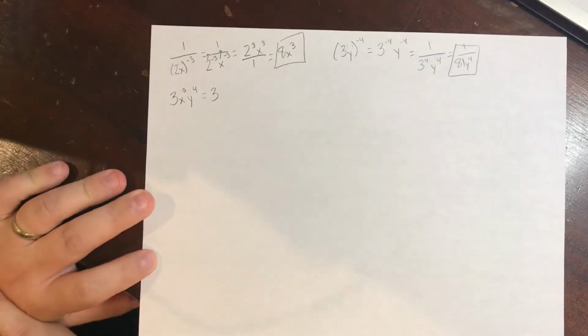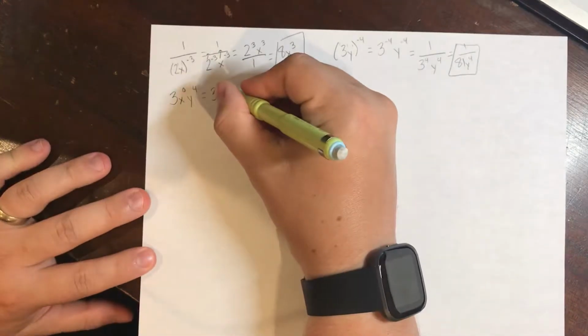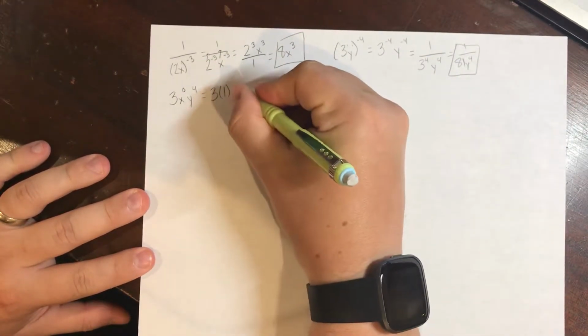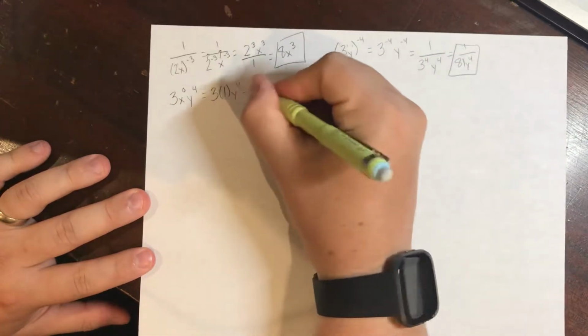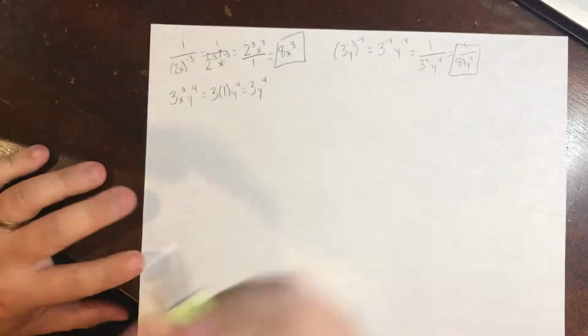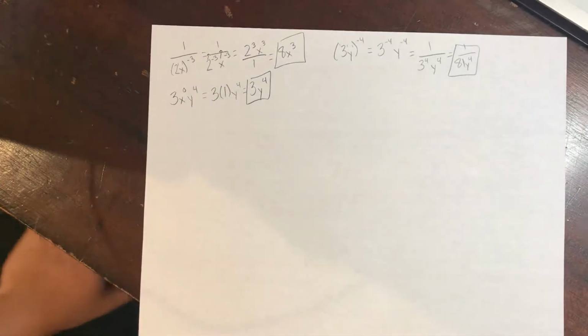X to the 0, remember our laws of exponents. Anything raised to the 0 power becomes 1. So that becomes 1. Y to the 4th cannot simplify, so that's y to the 4th. So that 1 can go away. We can just call this 3y to the 4th. And that is our answer.